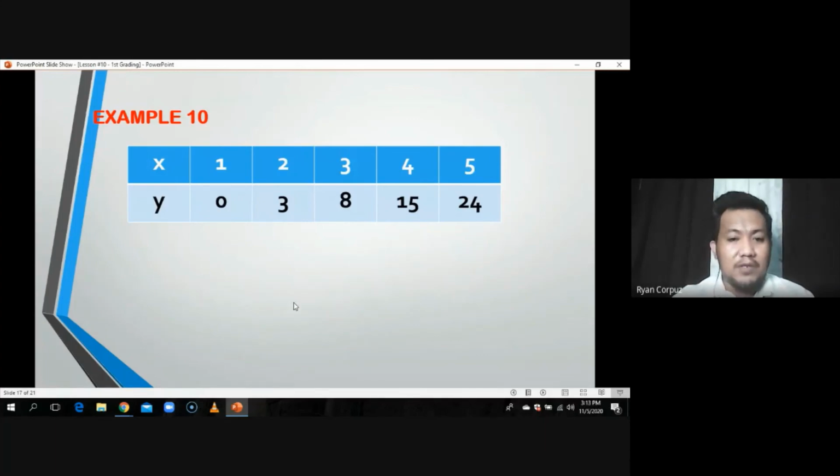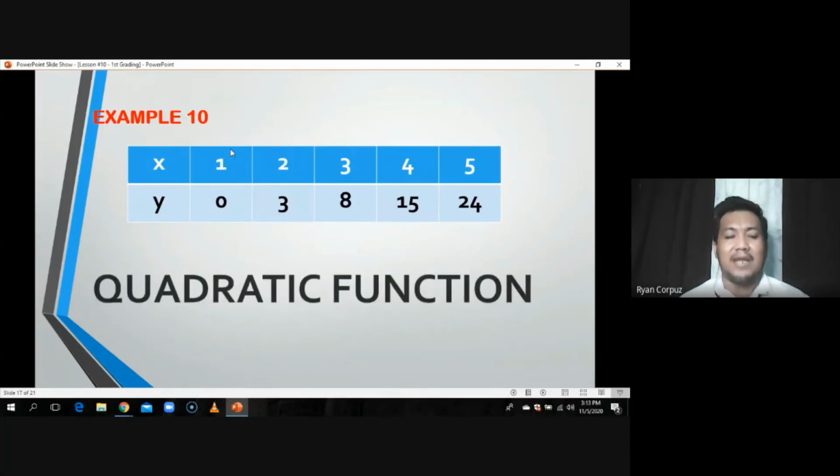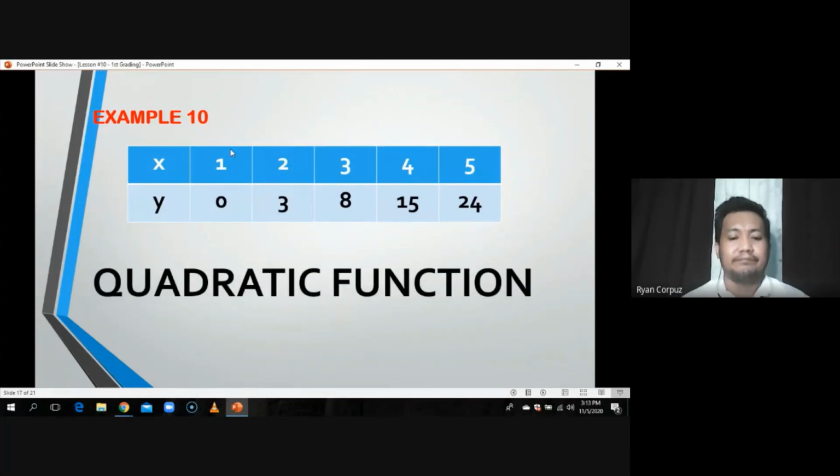So if they do have the same second difference, check mo ngayon yung first difference ng x values. They are the same. 5 minus 4 is 1. 4 minus 3 is 1. 3 minus 2 is 1. 2 minus 1 is 1. So if that is the case, then this table of values is showing quadratic function.